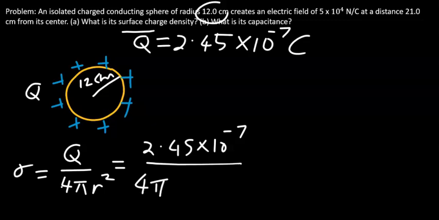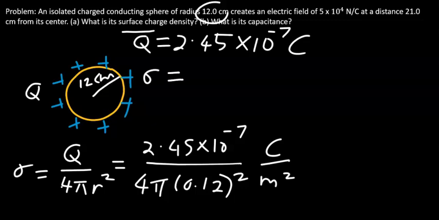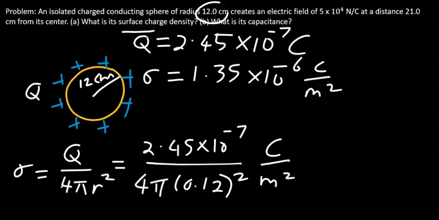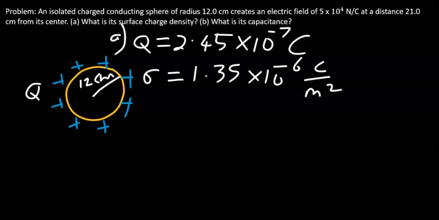Radius is 12 cm. Turn that into meters, so 0.12 meter, squared. And the answer will be in coulomb per meter squared. If you do the calculation, you will get the following value for sigma: 1.35 times 10 to the power minus 6 coulomb per meter squared. So that is the answer to part A. Now part B, the capacitance.